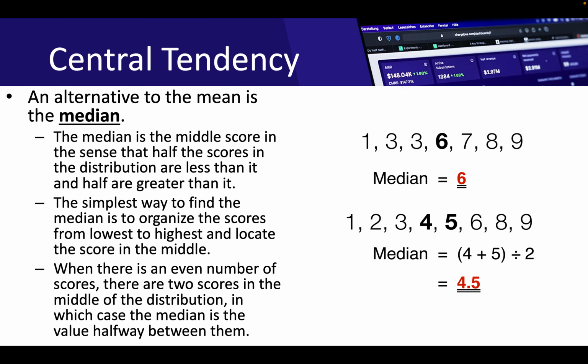An alternative to the mean is the median. The median is the middle score in the sense that half the scores in the distribution are less than it and half are greater than it. The simplest way to find the median is to organize the scores from lowest to highest and locate the score in the middle. When there is an even number of scores, there are 2 scores in the middle of the distribution, in which case the median is the value halfway between. So in this case, we have 1, 3, 3, 6, 7, 8, 9. The median, since there are 7 numbers, is the 4th number, and that would be 6. That is the median.